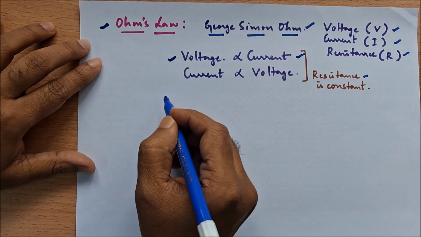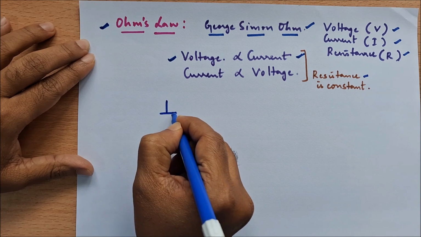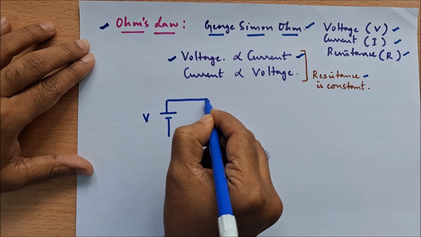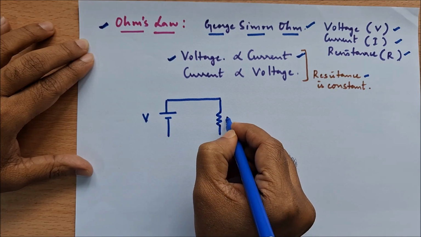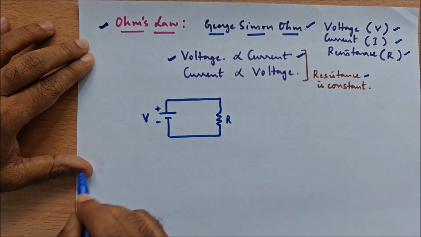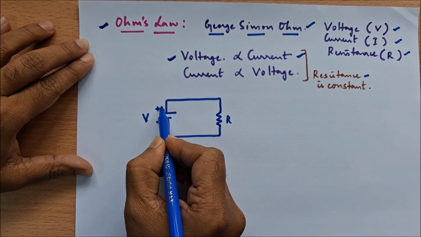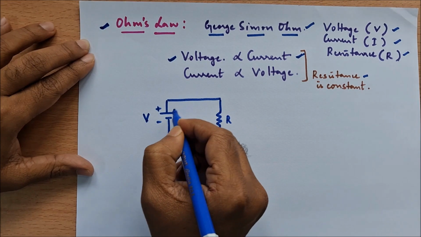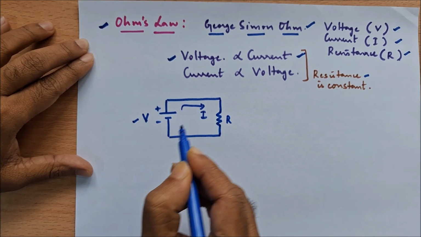So let us try to understand it by considering a simple electrical circuit. Let us assume that a voltage V is applied, due to which a current I flows through a constant resistor, say R. So this is the positive terminal and this is the negative terminal, which means this end is at a higher potential when compared to the negative end. So due to the applied voltage V, a current I flows.